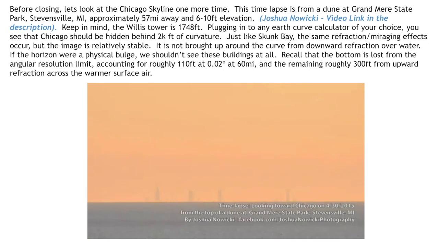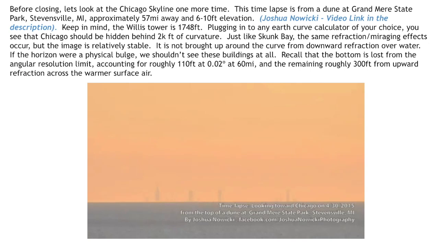Keep in mind that the Willis Tower is 1,748 feet high. If you plug it into any Earth curve calculator of your choice, you see that all the buildings of Chicago should be hidden behind 2,000 feet worth of curvature, physical curvature. You should not be able to see them.